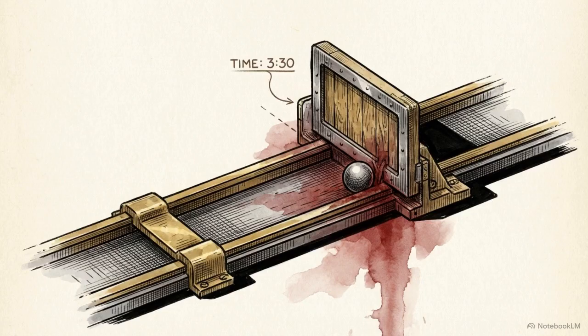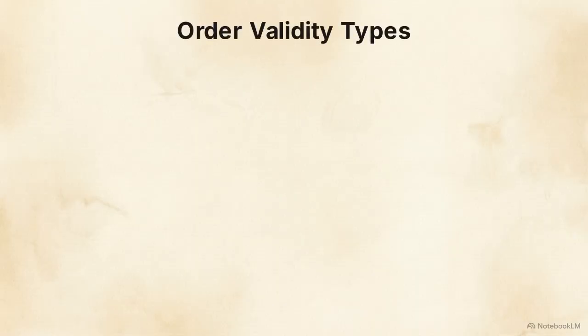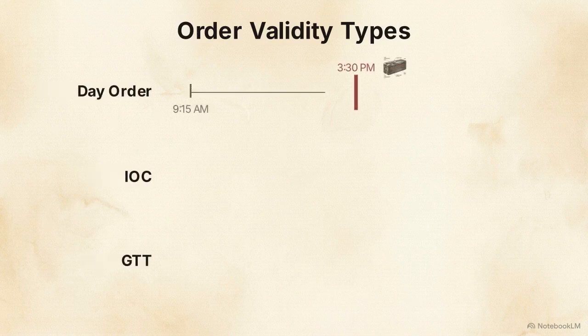Let's start with the mechanical problem. What exactly happens to your pending orders when the market closes? The answer lies in validity types, the programmed rule dictating how long your broker remembers an instruction. This diagram tracks order lifespans. The top row is your standard day order. The day order lives and dies within a single session. Unexecuted orders are wiped at 3:30 p.m.